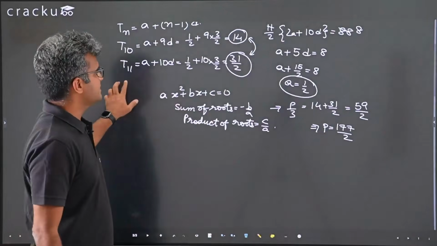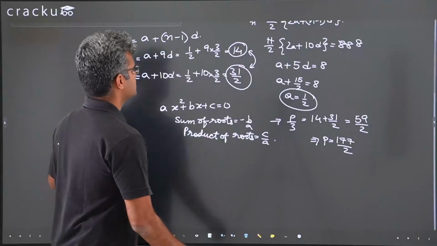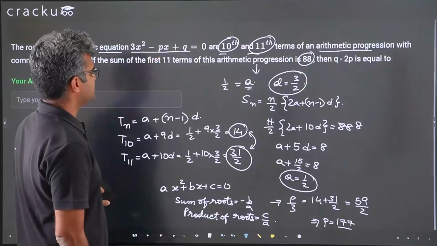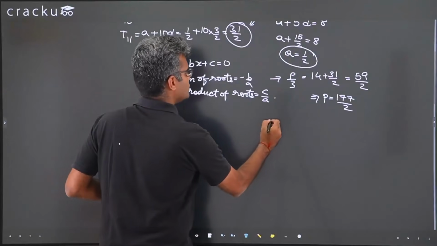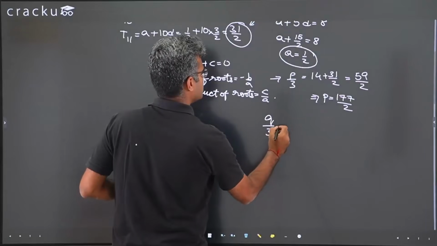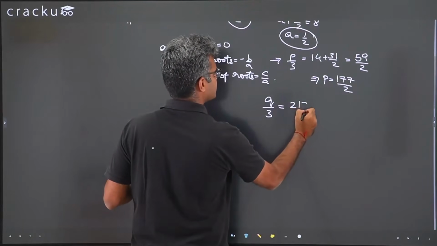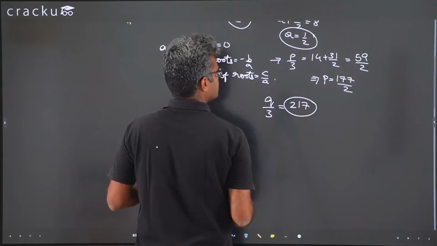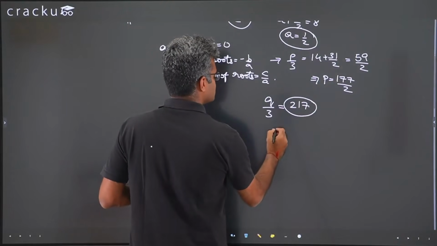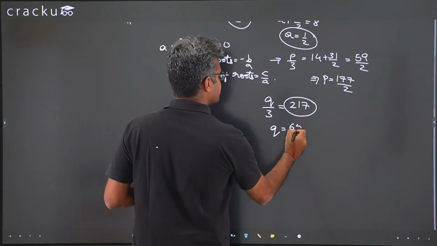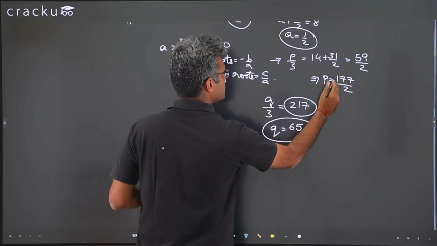Product of the roots is c by a. What is the product of the roots? That will be q by 3. So q by 3 is equal to 31 by 2 into 14, which is 217. This is q by 3, so the value of q is 651. This is q, this is p.